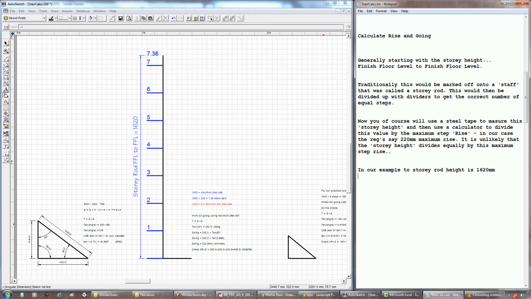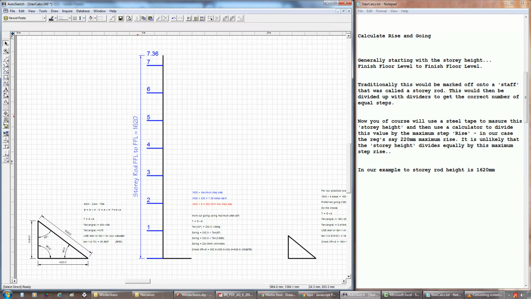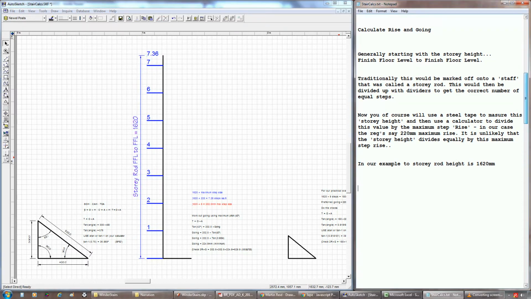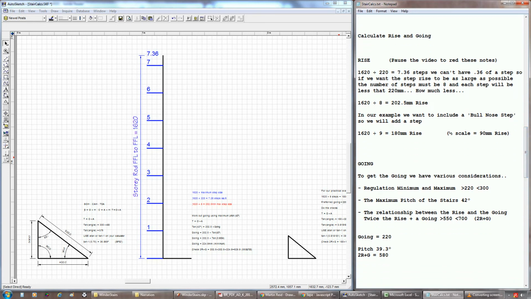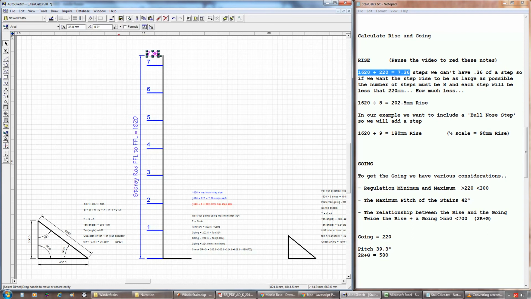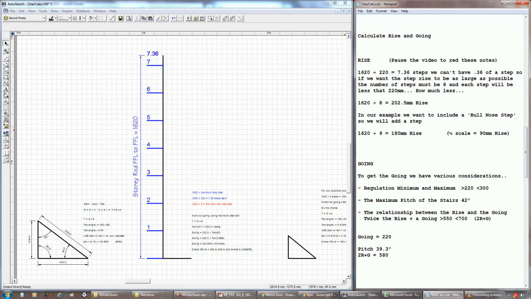Traditionally, this story rod would be marked off with dividers to divide up exactly how many steps you've got. In the first instance, if I divide it up by the maximum rise of 220 millimeters, I'll get 7.36 risers. Well, I can't have 0.36 of a riser, so there must be 8 steps in this flight of stairs, 1620 story rod height. 1620 divided by 8 steps gives me a maximum step height of 202.5 millimeters.